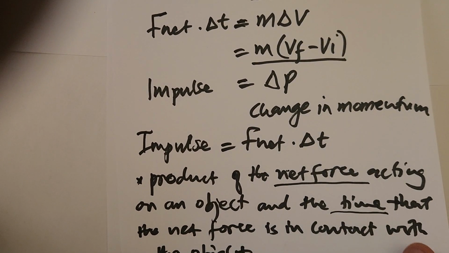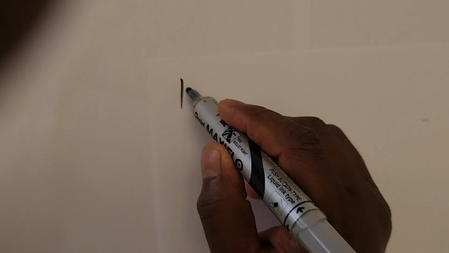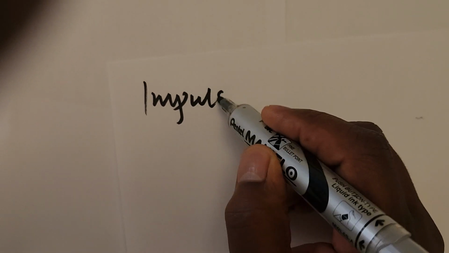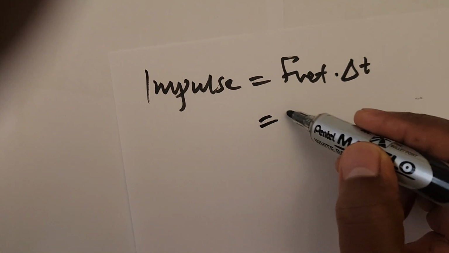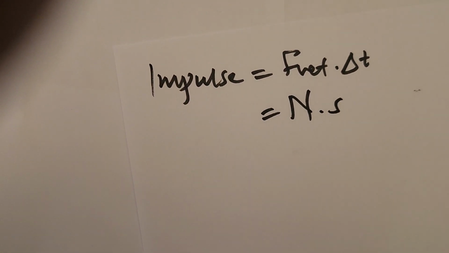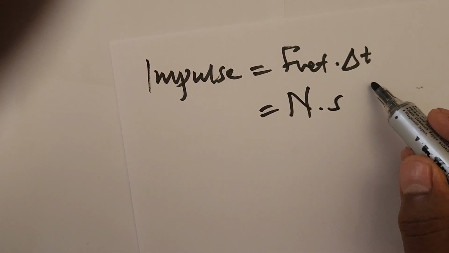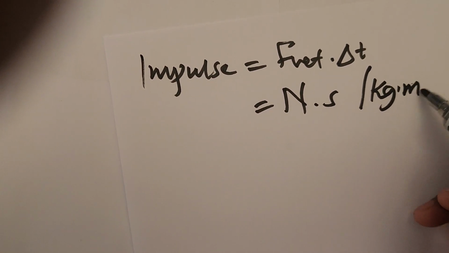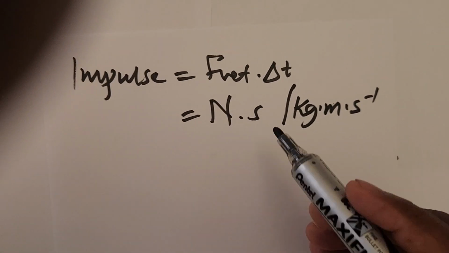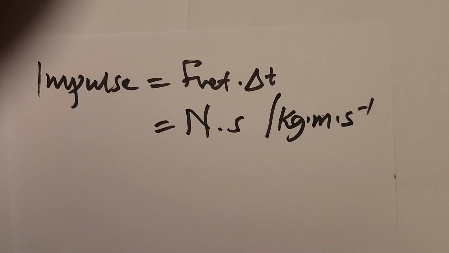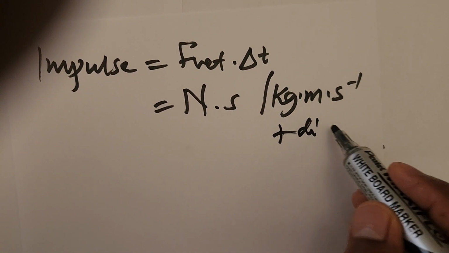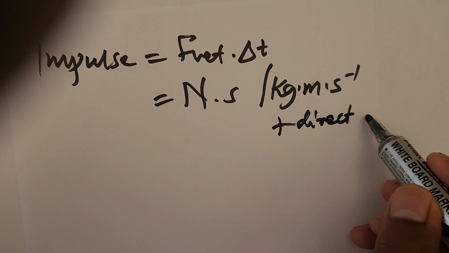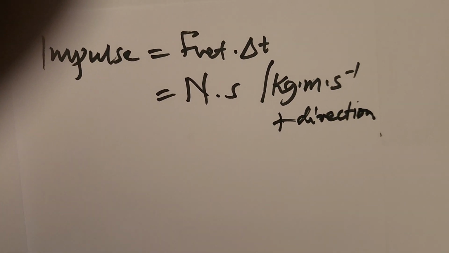And then in terms of measurements, if the impulse equals F net delta t, it will be measured in newton second. This newton second is the same as kilogram meters per second, meaning that whether you use newton second or kilogram meters per second, your answer will be the same, correct? But don't forget both are vectors, so they will also include the direction.